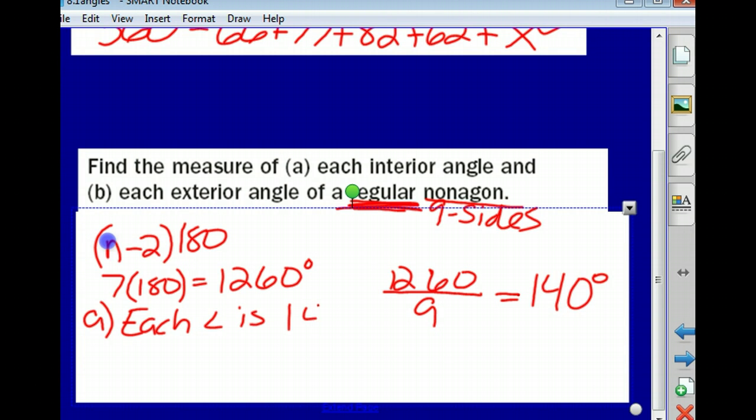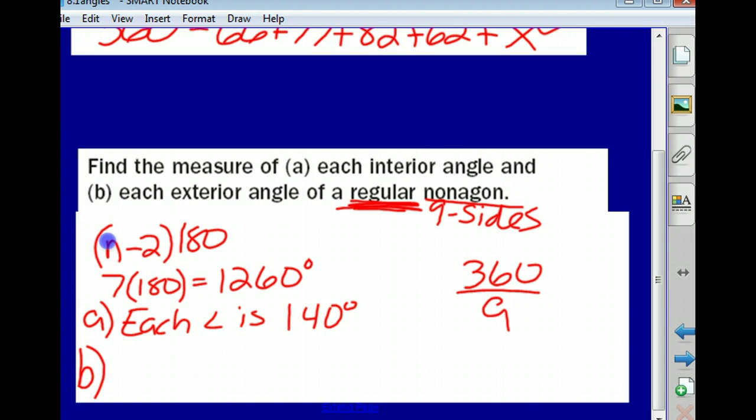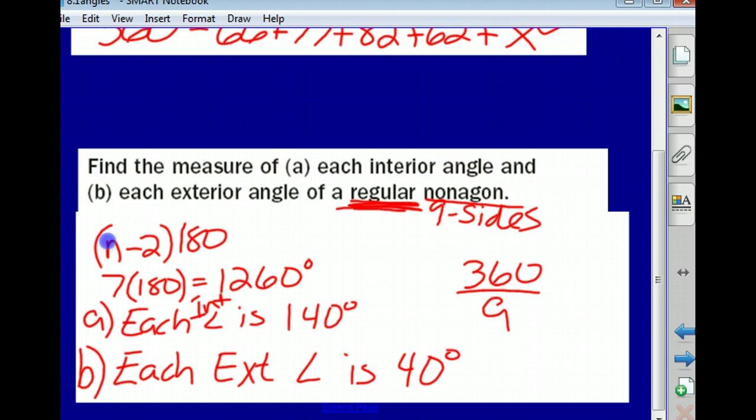So my answer to A is each interior angle is 140 degrees. Okay, so when I'm looking at B, instead of doing this work, we know one exterior angle at each vertex is going to add up to 360. So I have 360 divided by 9, which is 40 degrees. So each exterior angle is 40 degrees. Done.